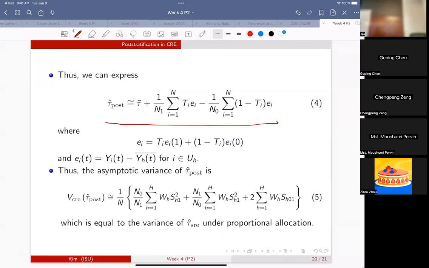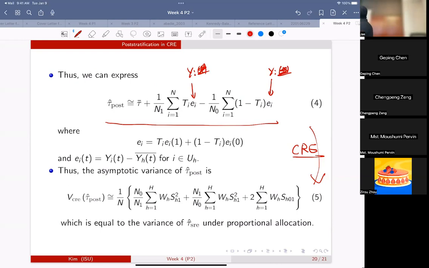I think this is probably a good place to stop. Once you have this one, this is a completely randomized experiment formula, and then you can get this result. The main difference is that y_i is changed to e_i. Remember, in the completely randomized experiment, we have y_i1 and y_i0, right? Which is actually just y_i.